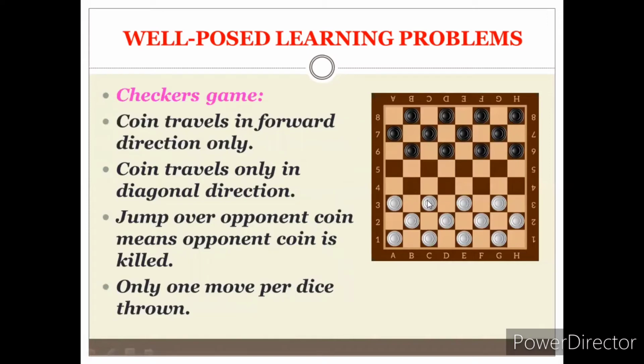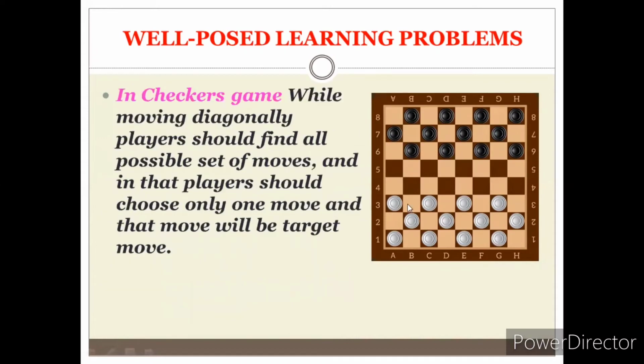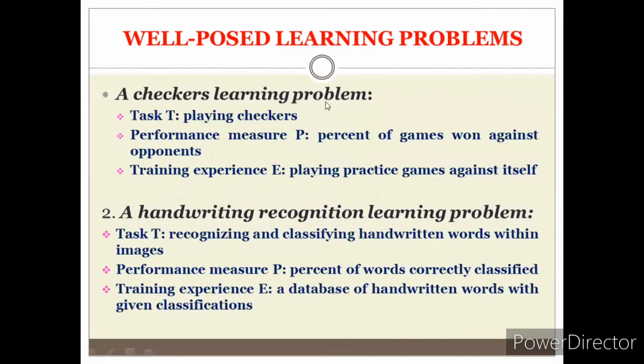So only one move per dice. When the dice is thrown, depending upon that, only one move has to be made. So in the checker game, while moving diagonally, the player should find all possible sets of moves. When it is moving diagonally, it should check in all possible directions. That's about the forward direction. And in that, the player should choose only one move, and that move will be the target move. So the selection of the move, in which direction the pawn, the coin, has to move, becomes the target move there.